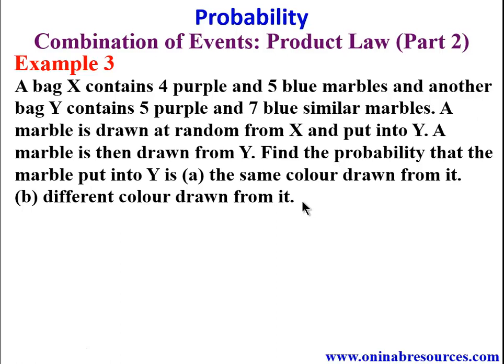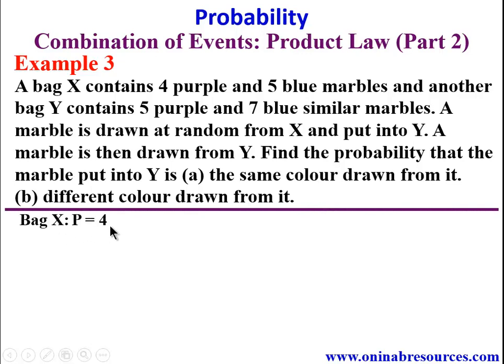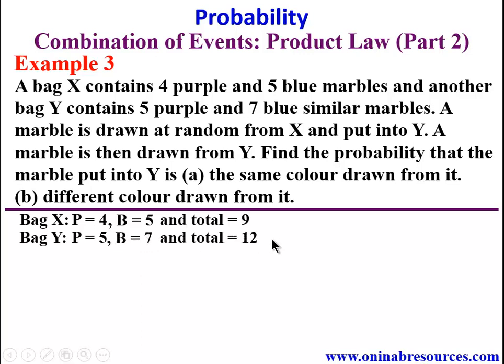There are 2 bags, X and Y. A marble is picked from the first bag and dropped into the second one. You know, the choice of picking another marble from the second one will be affected by the choice of the first one, since it is dropped into the second one. So this is still an example of dependent event. So we look at what we are given. For bag X, there are 4 purple and 5 blue and a total of 9 marbles. For bag Y, there are 5 purple, 7 blue and a total of 12 marbles.